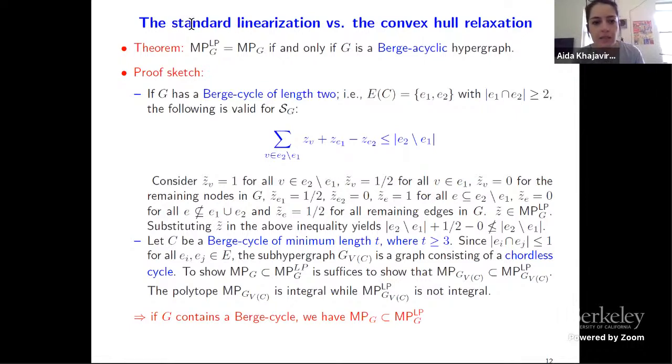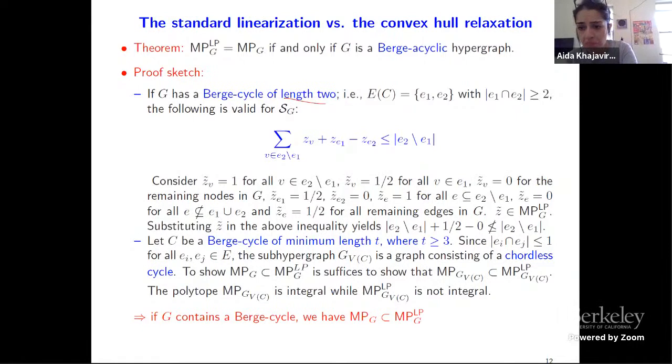So our first result is as follows. The standard linearization is the multilinear polytope if and only if G is a Berge acyclic hypergraph. Remember, Berge acyclicity is the most restrictive type of acyclicity. So how would you prove something like this? I just give you a sketch, of course, not much detail. But let's say we first assume that the hypergraph has a Berge cycle of length 2. Remember that a Berge cycle of length 2 was nothing but two edges intersecting in at least two nodes.